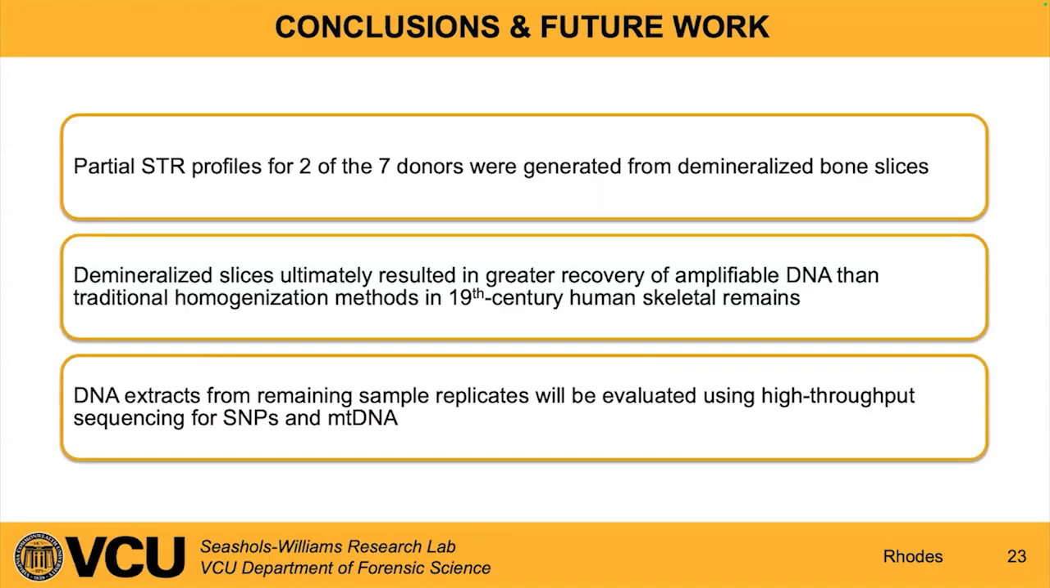So in conclusion, partial STR profiles for 2 of our 7 donors were generated from demineralized bone slices. And the demineralized slices ultimately resulted in greater recovery of amplifiable DNA than the traditional homogenization methods within these 19th century human skeletal remains. Our future work will be taking our DNA extracts from the remaining sample replicates and evaluating them with high throughput sequencing for SNPs and mitochondrial DNA. Utilizing targeted based sequencing may provide additional genetic information and insight from these highly degraded human skeletal samples.